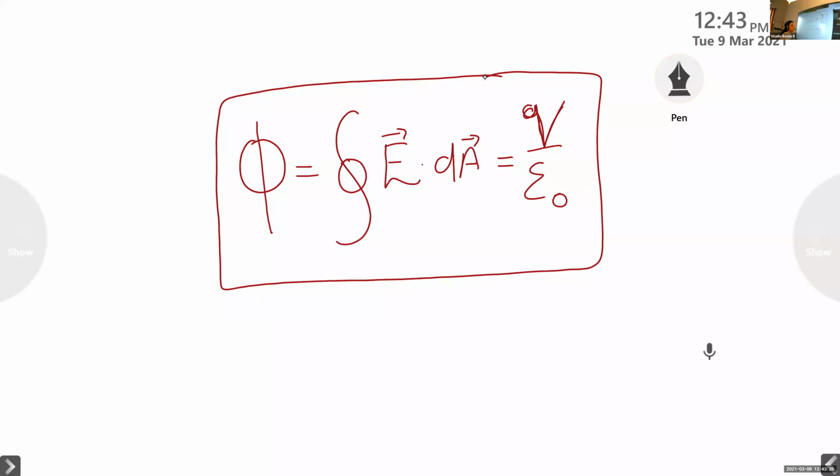What is Gauss's law? Gauss's law states that the net electric flux diverging from a surface is equal to 1 by epsilon 0 times the net charge enclosed by the surface. That is phi is equal to closed surface integral of E dot dA, that is equal to Q by epsilon 0.